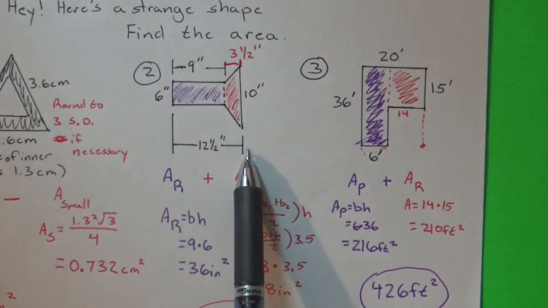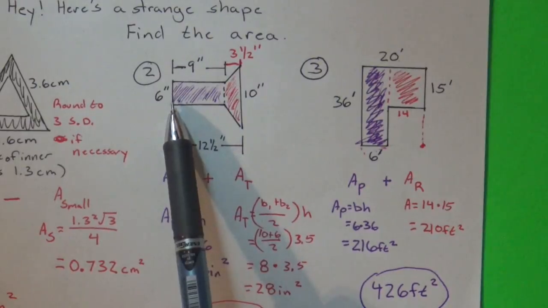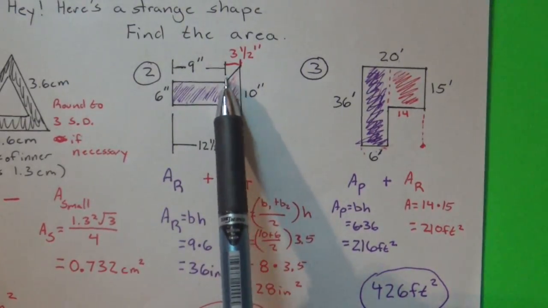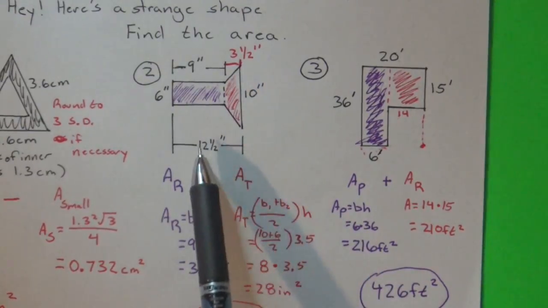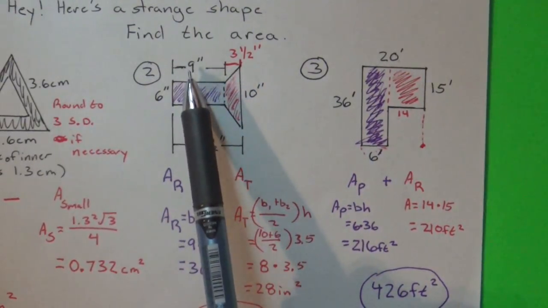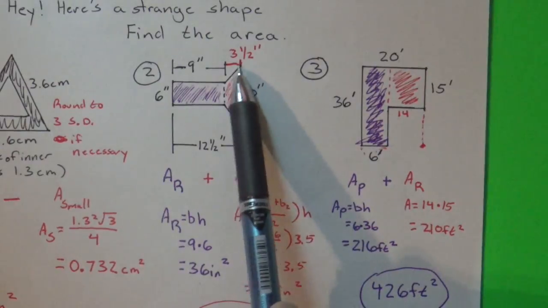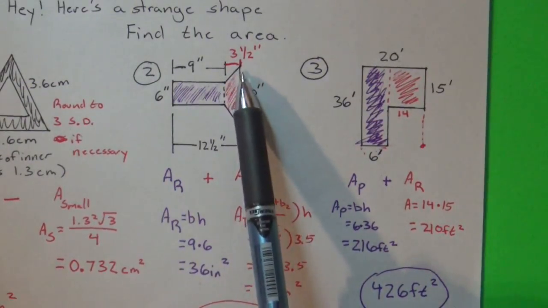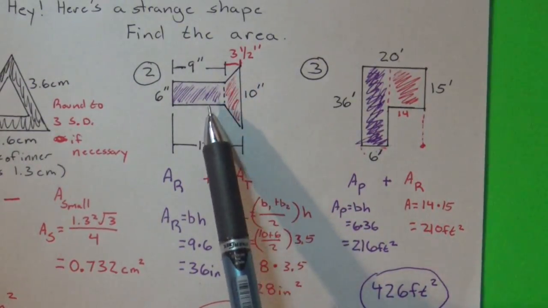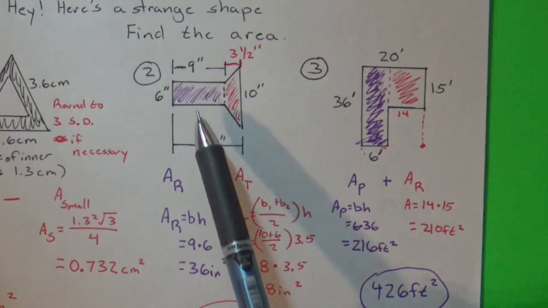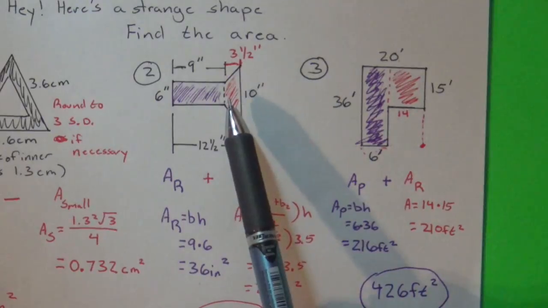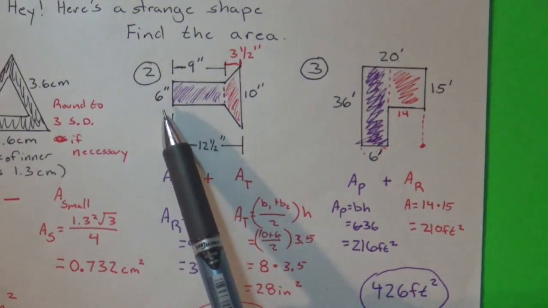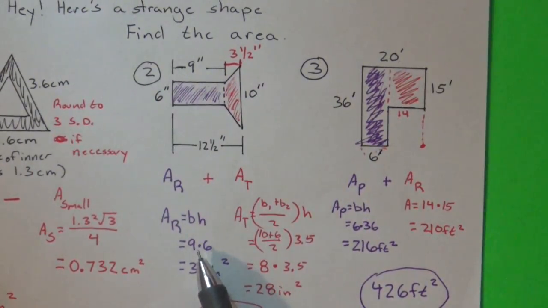We know from here to here is 12, and we know from here to here is 9, but this side is missing. So how did I get 3.5? Well, I took the 12.5 minus 9, and I got that this length right here is 3.5. Now that I know this length, I know all the measurements I need to calculate not only my rectangle, but my trapezoid. All right, so my rectangle is going to end up being 6 by 9, which I have right here, and I multiply to get 36.